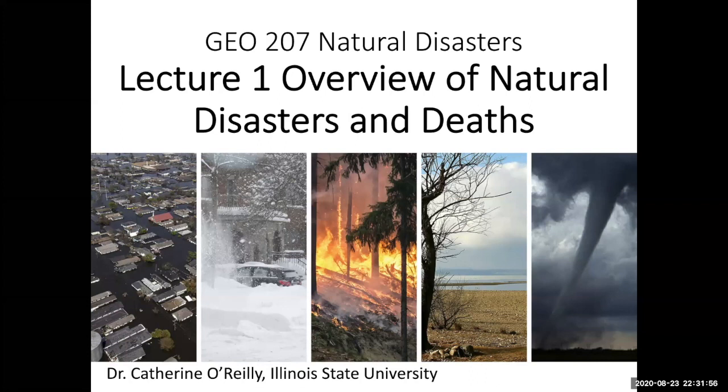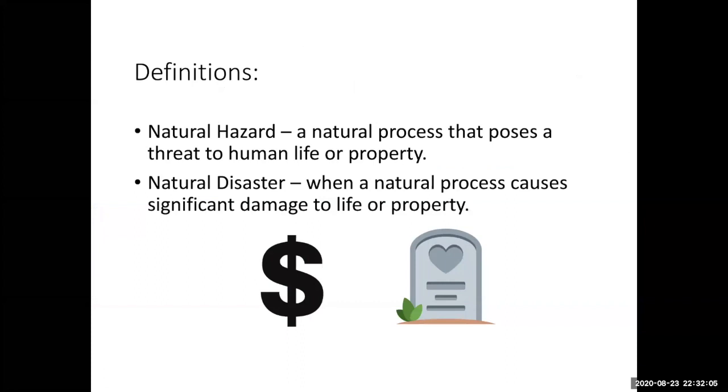We're headed for an exciting semester of watching disasters happen and trying to understand what actually made them so bad. To start, let's just get on the same page with some terminology. A natural hazard is any process that poses a threat to human life or property. A natural hazard is called a natural disaster only when it actually causes significant damage to life or property.